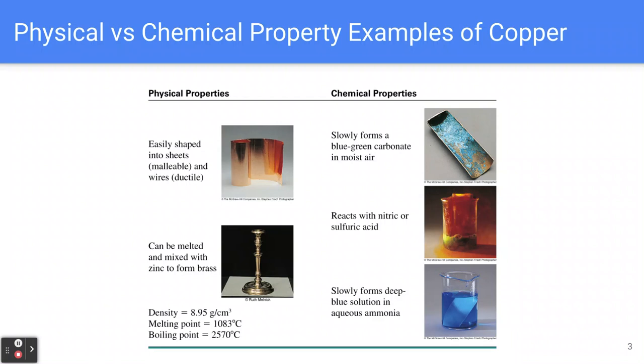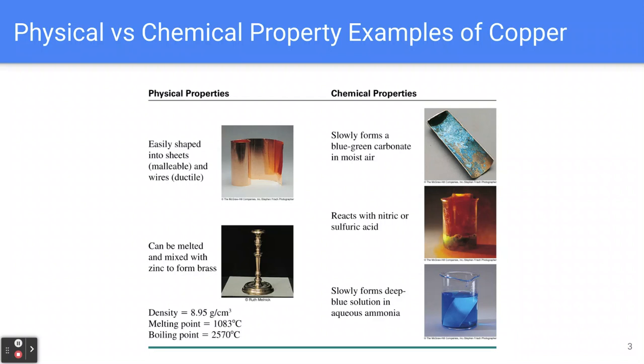It can be melted and mixed with zinc to form brass. Now, there we're talking about a mixing. They're not actually reacting with one another. We're just mixing zinc to form the brass. There's its density, its melting point, its boiling point. Again, even though it's changing from solid copper into liquid copper, that temperature is just where that happens. It doesn't matter if it's solid copper or liquid copper, it's still just copper.